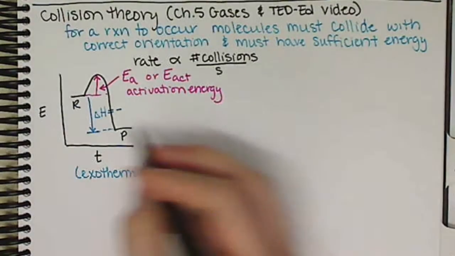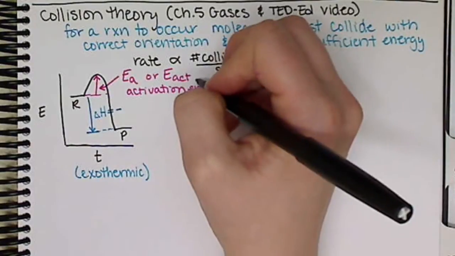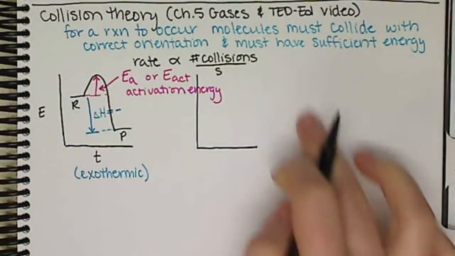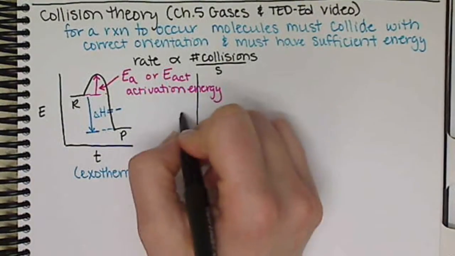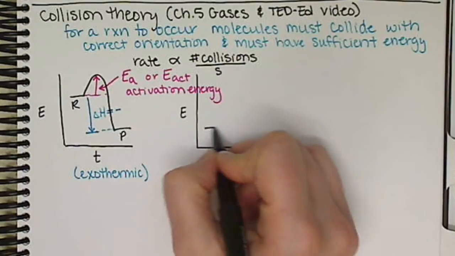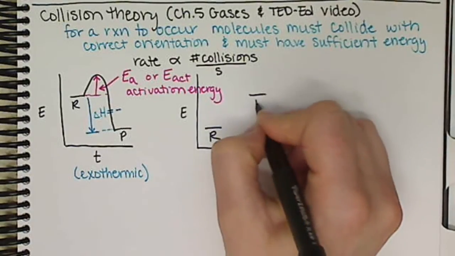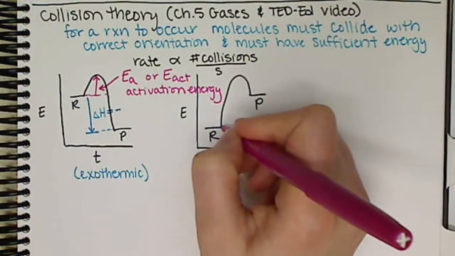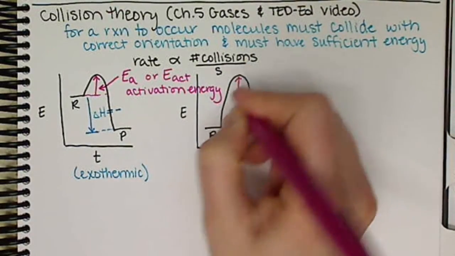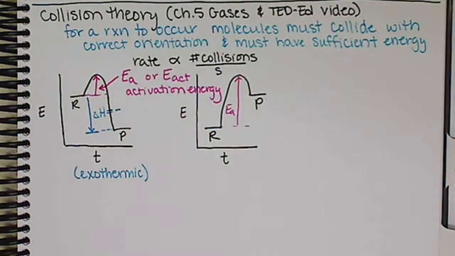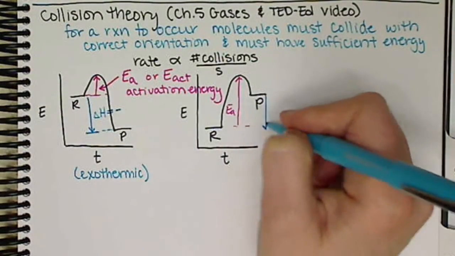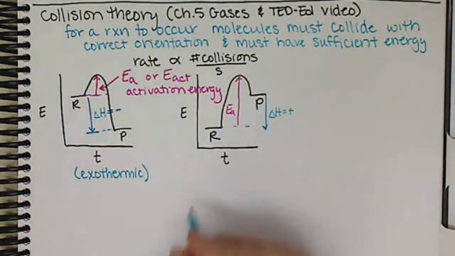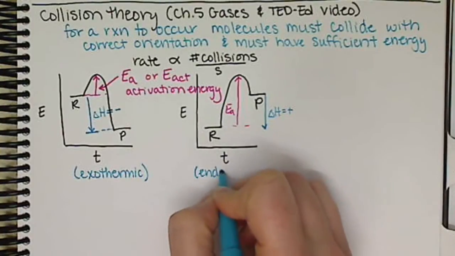We can also look at a similar description here, with another space for a third graph. We have time, energy. We can put our reactants lower than our products. We still have an energy of activation that we have to overcome. But still, the difference in our products and our reactants is our delta H value. This would be positive, so this is an endothermic reaction.